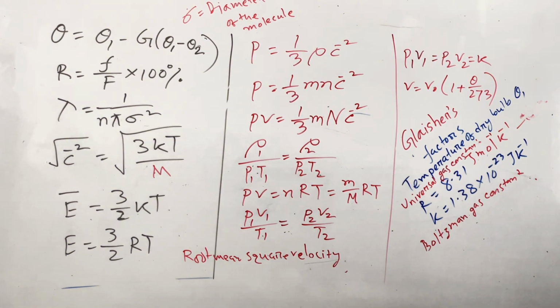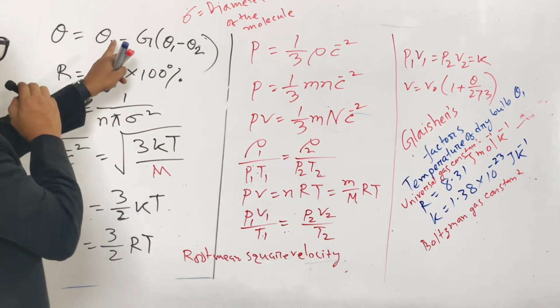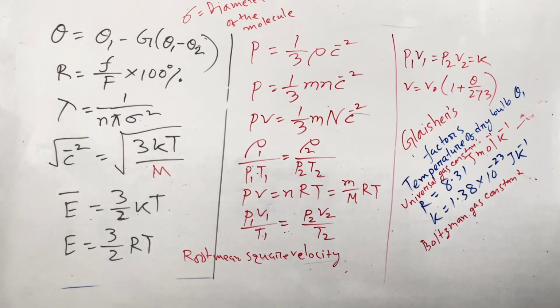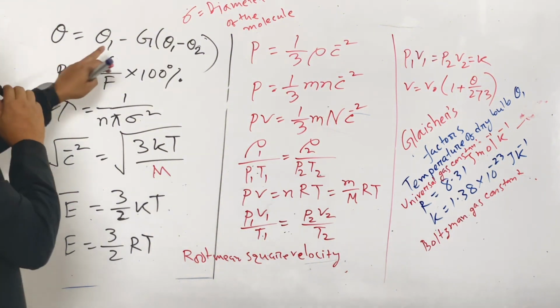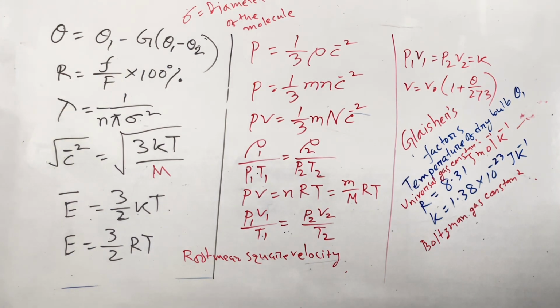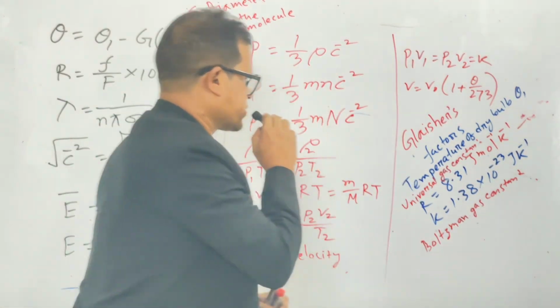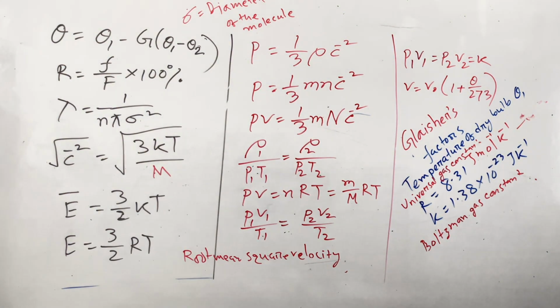Dear guys, theta equals theta 1 minus g times theta 1 minus theta 2. Here, theta is the dew temperature, theta 1 is the temperature of the dry bulb, theta 2 is the temperature of the wet bulb, and g is the glaisher constant factor. The question will give this actually.